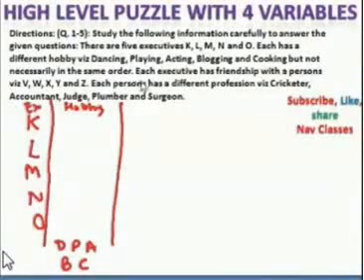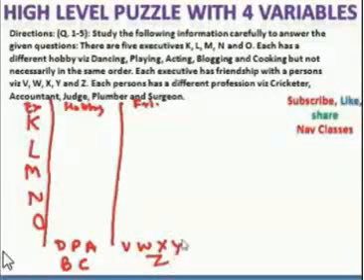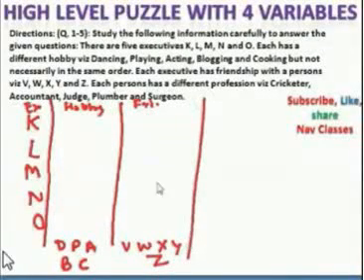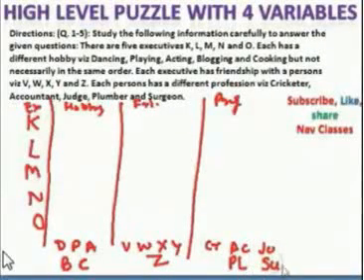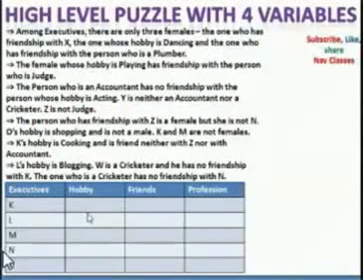Then each executive has a friendship with a person, so here we can write down friendship. These persons are V, W, X, Y and Z. The next information is that each person has a different profession: wizard, cricketer, accountant, judge, plumber and surgeon. So we have to put all this information over here. I hope you understood the criteria, and then we are going to solve it.